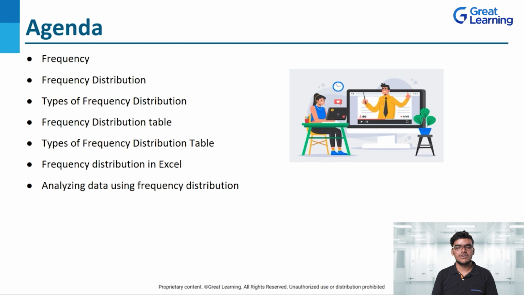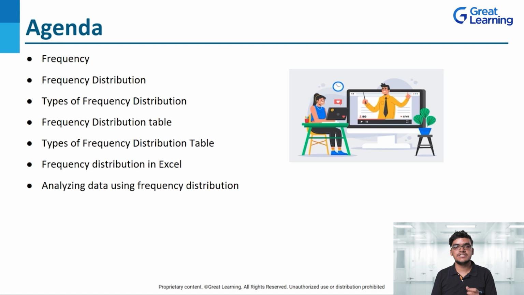Now, moving to the agenda, first we will be knowing about what is frequency. So frequency is basically the number of times any data value appears. Next, we will see what is frequency distribution. So frequency distribution is a list or table, or it can be in the form of graphical representation of frequency of unique values. Next, we will see the types of frequency distribution. So we can have different types of frequency distribution such as ungrouped frequency distribution, grouped, cumulative frequency distribution, and relative frequency distribution. After that, we will see what is frequency distribution table.